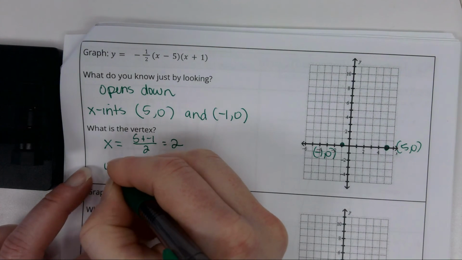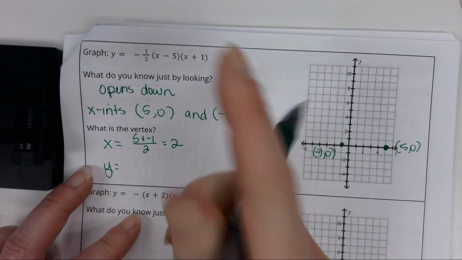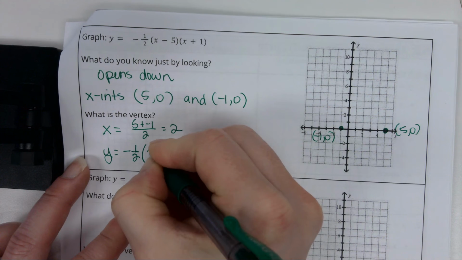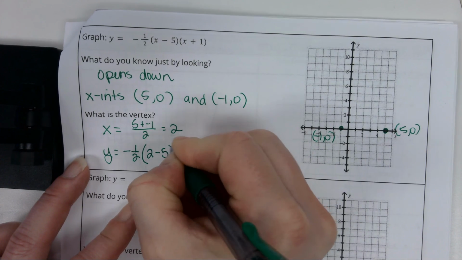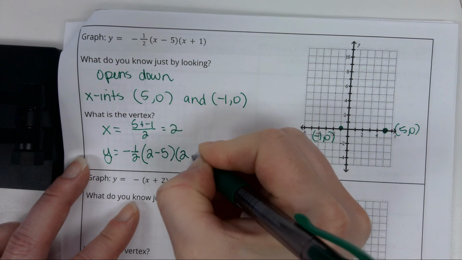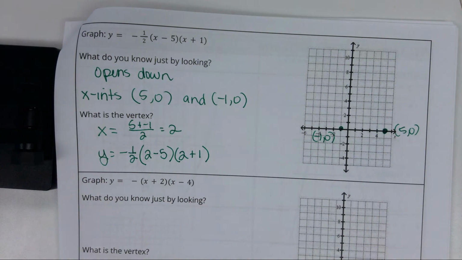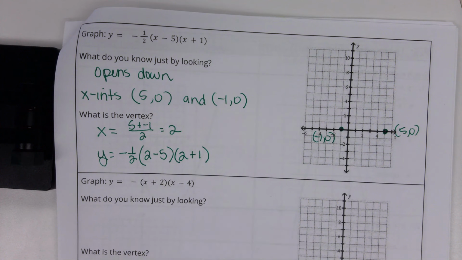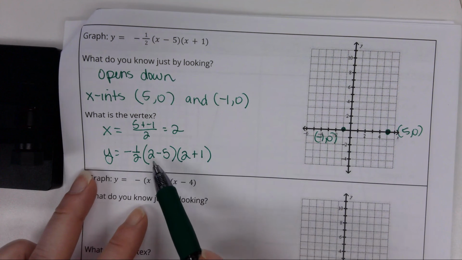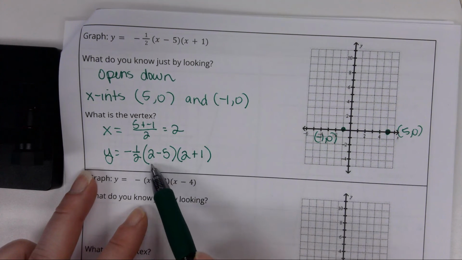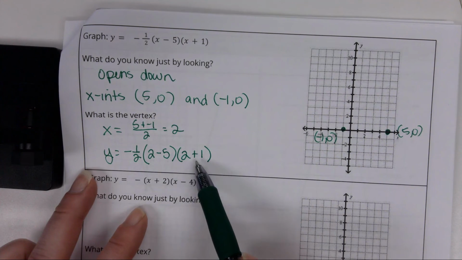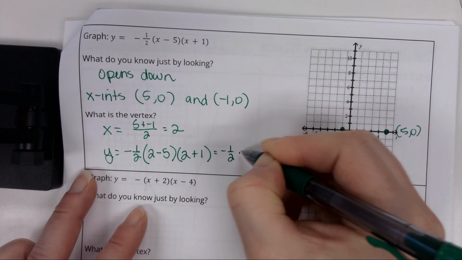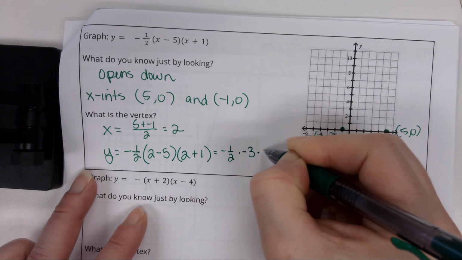To find the y, we plug it in for x up here. So we have a -1/2 in front times 2 minus 5, times 2 plus 1. Order of operations says we have to do the parentheses first. What's 2 minus 5? Negative 3. What's 2 plus 1? 3. So we have negative 1/2 times negative 3 times positive 3.